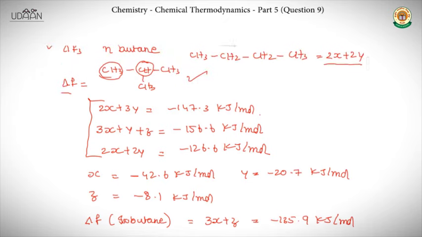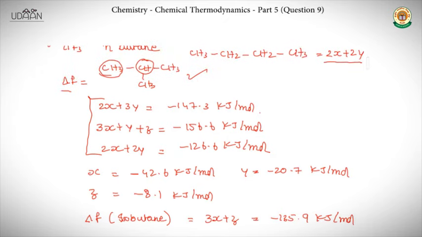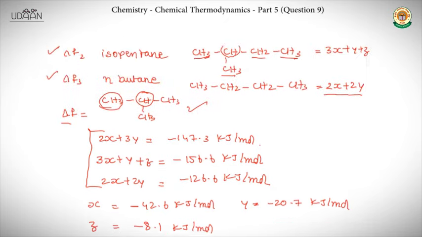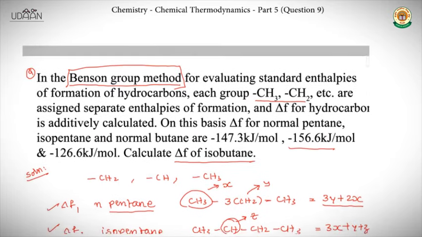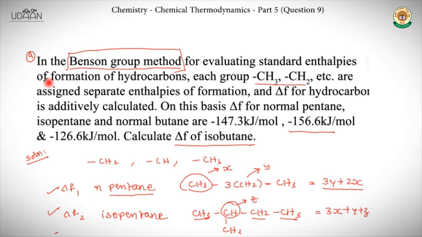Variable in the sense? As in, you took CH3 to be X, CH2 to be Y, and then CH to be Z. Is it only in the Benson group method? Exactly. Just don't get confused by this method. Okay. They gave us this question to confuse us.